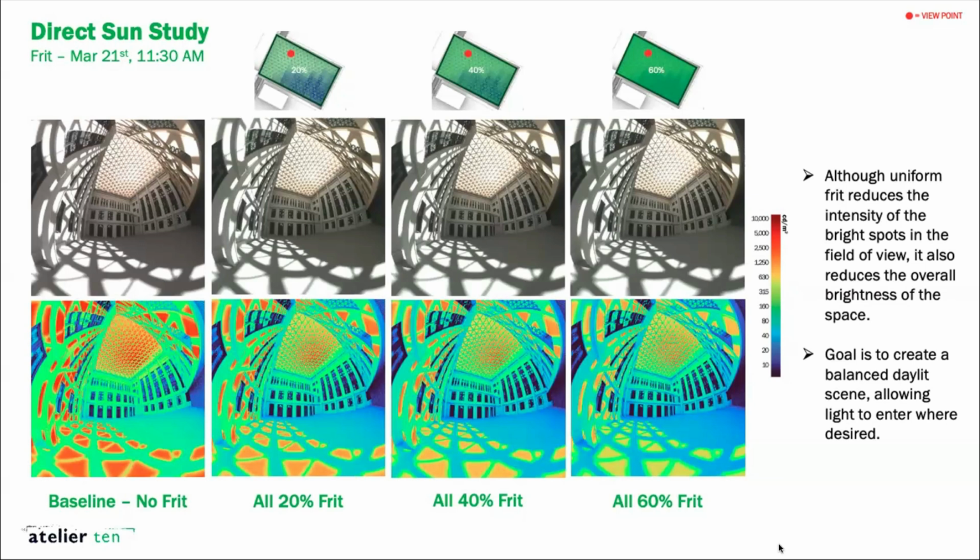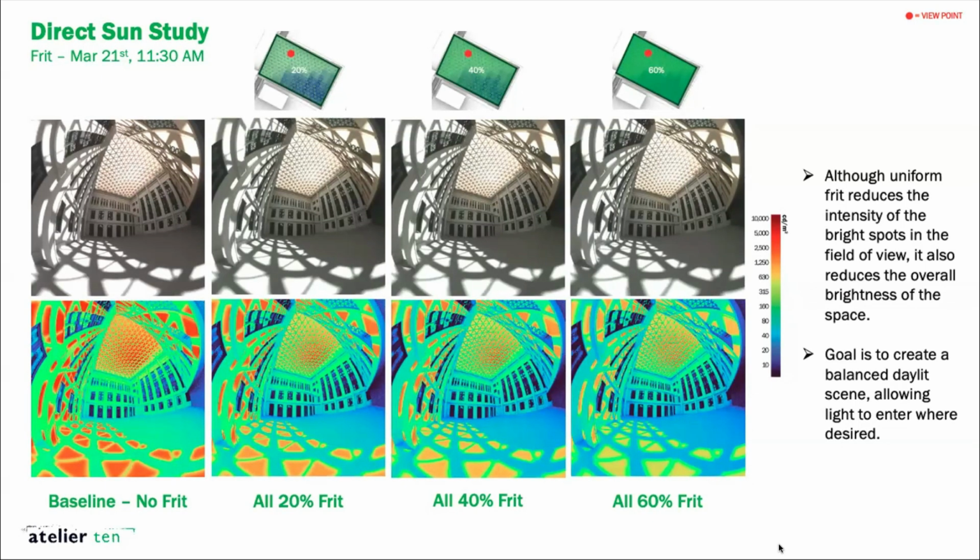Just to understand what is the density of frit necessary in order to mitigate some visual discomfort concern. So we took a time with visual discomfort concern, which is March 21st at 11:30 a.m. And you can see that you really need a very high density of frit in order to mitigate the contrast between the sun patches and the surrounding floor that would ultimately cause micro scale glare, right? And so that's something we'll convey to the architect.